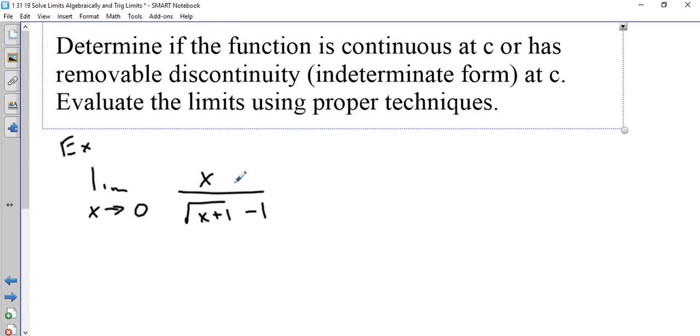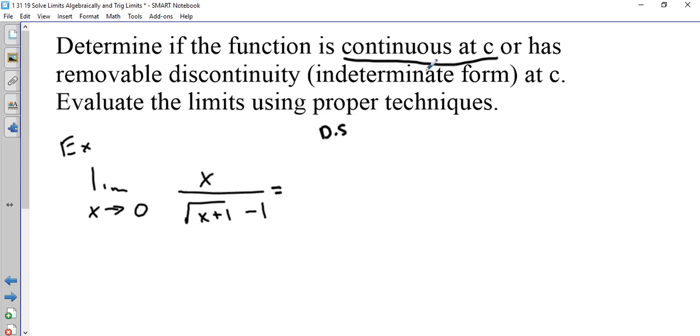One where you see some square roots. If I had this one, x over the square root of x plus 1 minus 1, I would do the same thing. Always start with direct substitution. You want to figure out, is it continuous at c? We have 0 up on top, so you always want to plug it in first. We have the square root of 1 minus 1, the square root of 1 is 1, so we have 0 over 0, yes, indeterminate form.